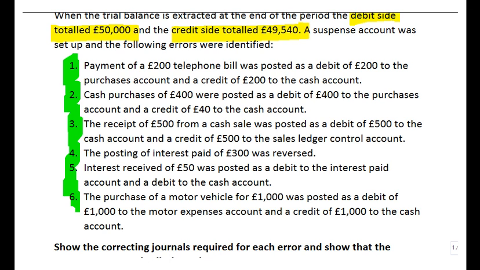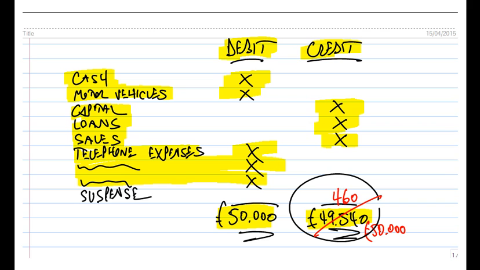Now, the thing to be a bit careful about here is not all of these errors will necessarily affect the suspense account. You will sometimes make errors in your financial records that don't create a suspense account. And let's imagine why. Well, the suspense account arose because the two columns in the trial balance didn't balance. The debit total and the credit total were not the same. That's why the suspense account arose. So it's only errors that cause the two columns to not balance that will therefore create a suspense account.